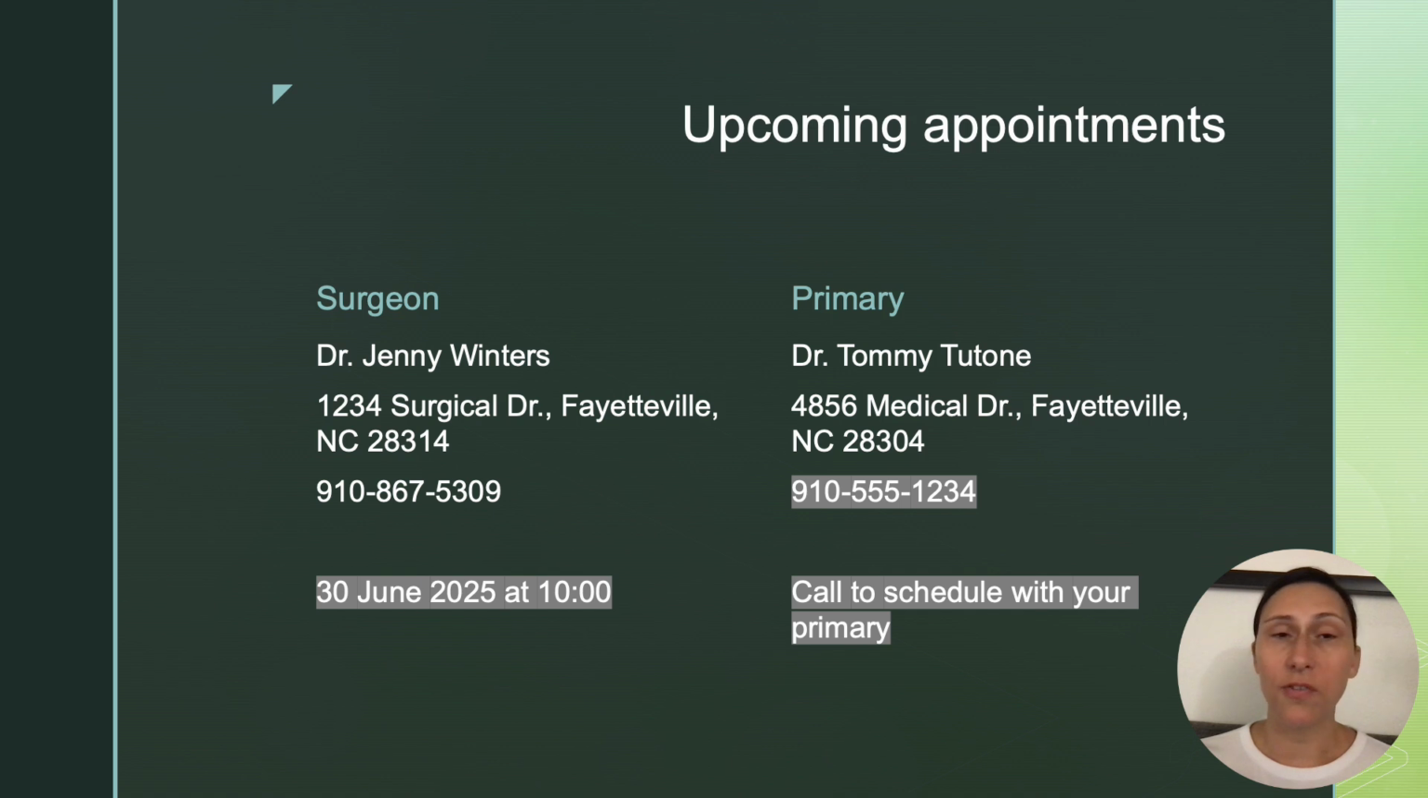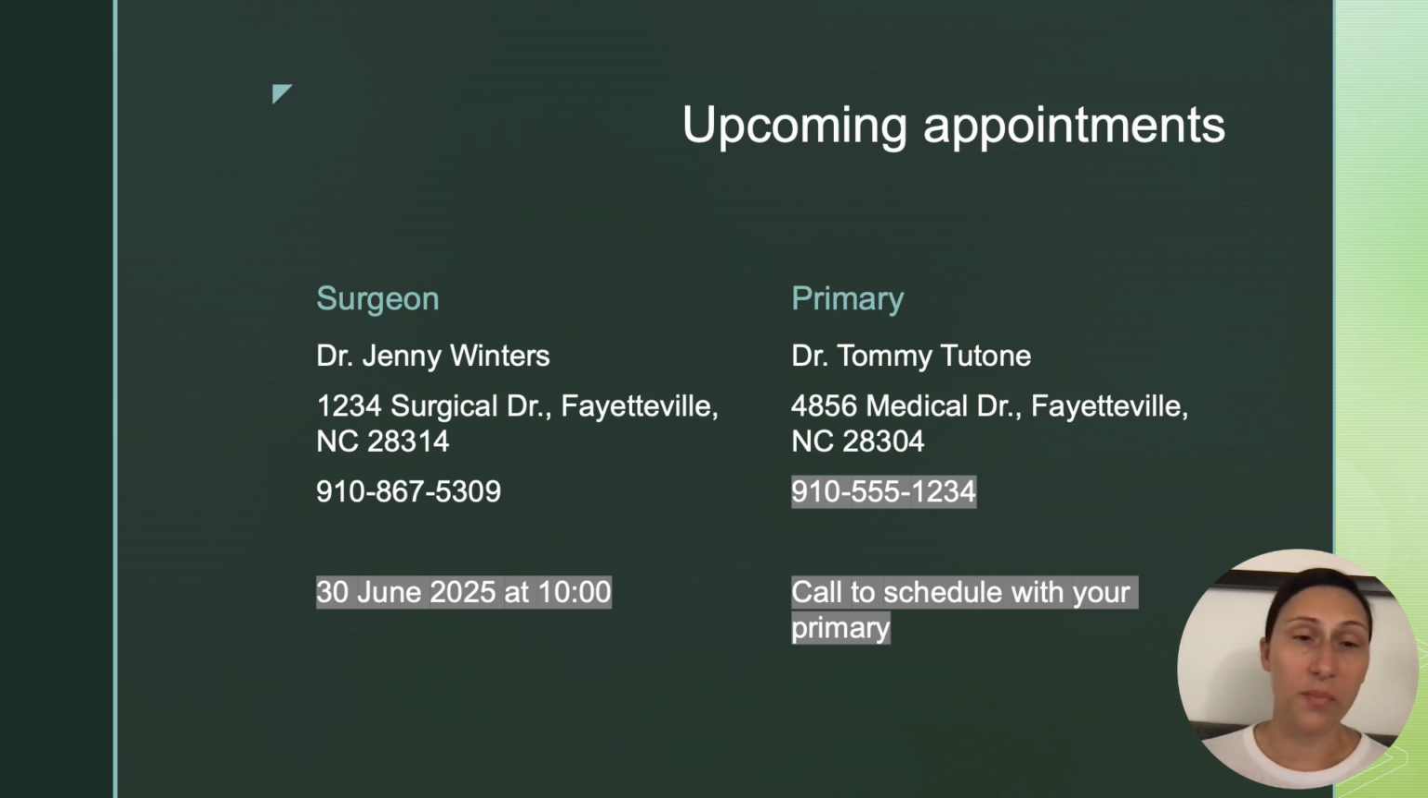Upcoming appointments or follow-up appointments. Once you've had your laparoscopic cholecystectomy, you're going to have to follow up with your surgeon. The surgeon typically wants to see the patient 1 to 2 weeks after surgery. We always provide all of our patients with the name of their surgeon, their office address, as well as phone number. And if we can, we do go ahead and schedule that appointment for the patient ahead of time.